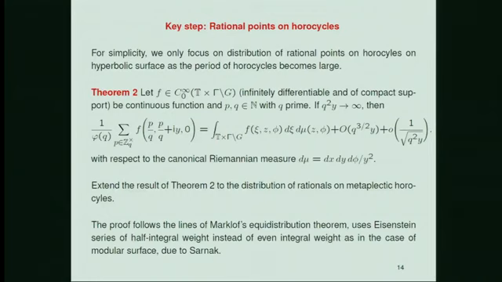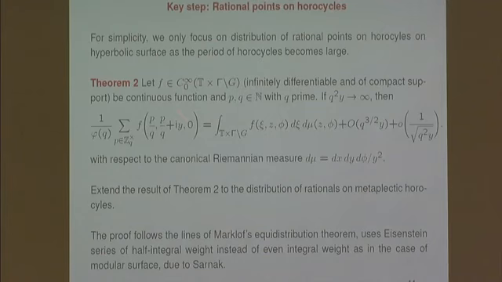Now our function is, again, a smooth function defined here, and we have p, q in natural numbers. Then if Q squared y goes to infinity, we have this distribution result. Again, our dμ here is just the canonical Riemann measure, maybe you can call it Haar measure as well, dx dy dφ divided by y squared. So this is our measure here. We can extend this result, as I said, to the metaplectic horocycle.